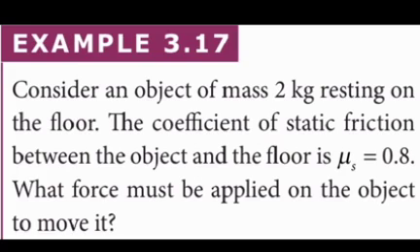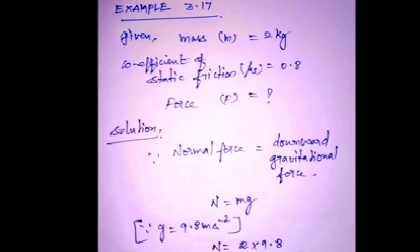Now we solve this problem. Write the given data. The mass m equal to 2 kg, coefficient of static friction mu of s equal to 0.8, and we have to find the applied force. We solve from the free body diagram. When an object is at rest, using the free body diagram, we know two forces are acting. One is the normal force in the upward direction and the other is the downward gravitational force. The normal force is represented as N and the downward gravitational force is represented as mg.